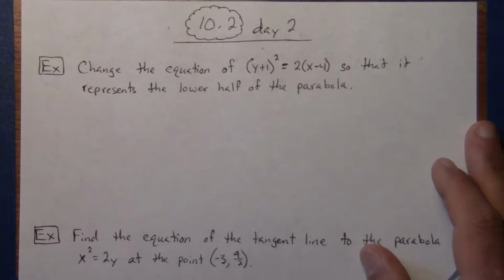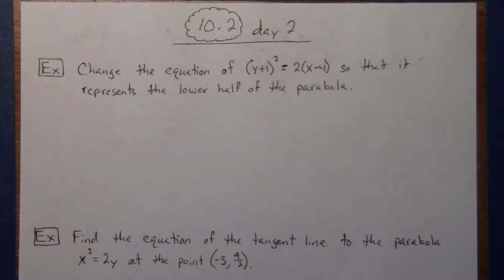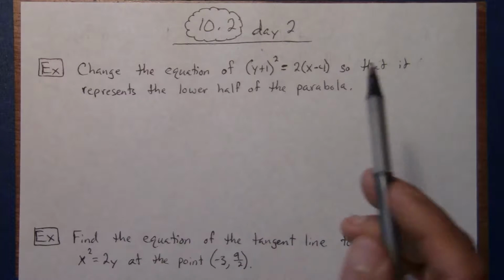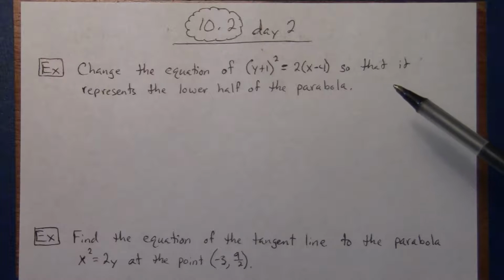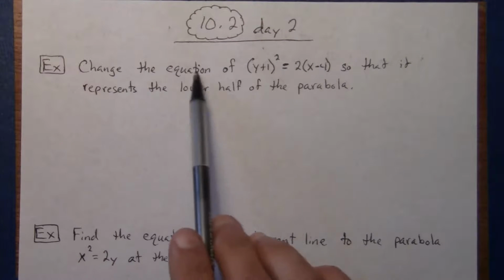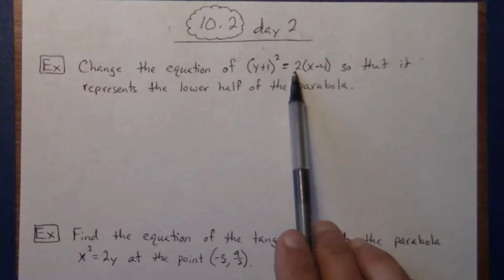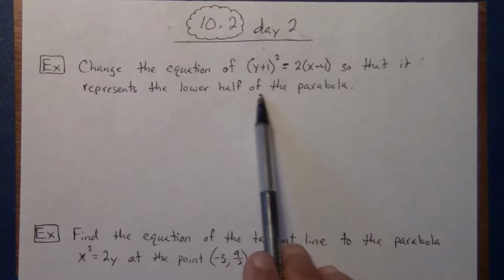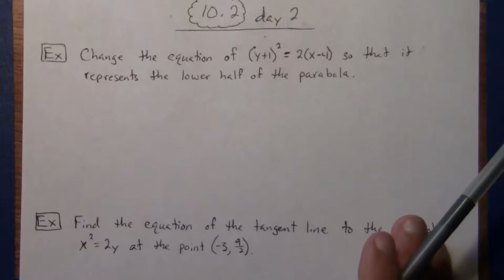Alright, for 10.2 day 2 homework help, I have 3 problems I'm going to take a look at. The first problem is like problem 51 from your homework. It's going to ask you to change the equation of, and this is of course an equation of a parabola, so that it represents the lower half of the parabola.